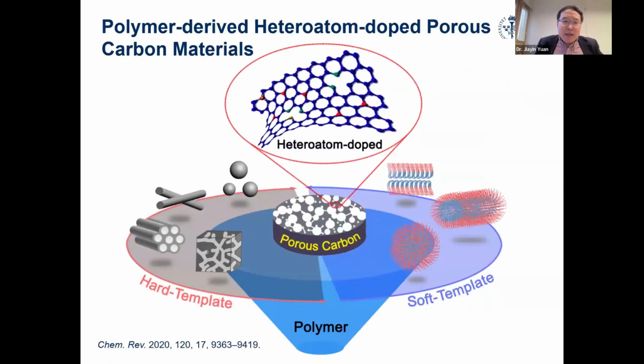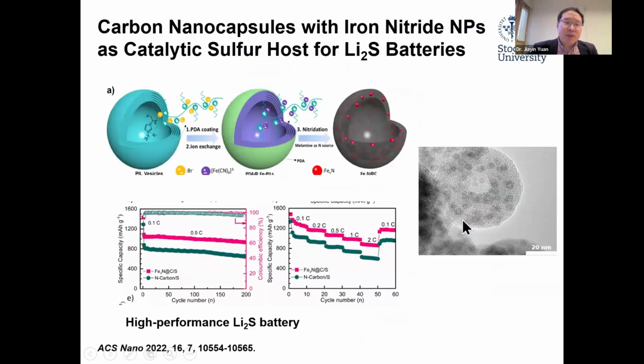When it comes to the application of these nanoparticles, here I demonstrate one case where you can use these nanostructures to template carbon materials. Carbon materials nowadays are extremely popular because they are very much used in energy devices, various electrochemical energy devices. And we use the nanovesicle of PIL to template the formation of carbon nanocapsules.